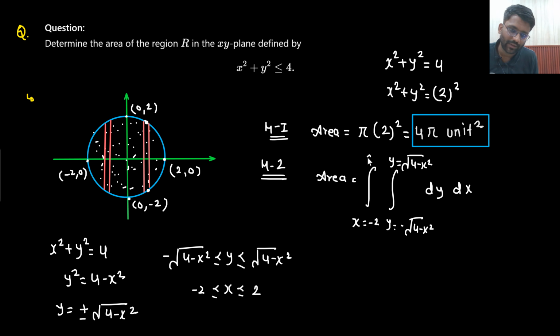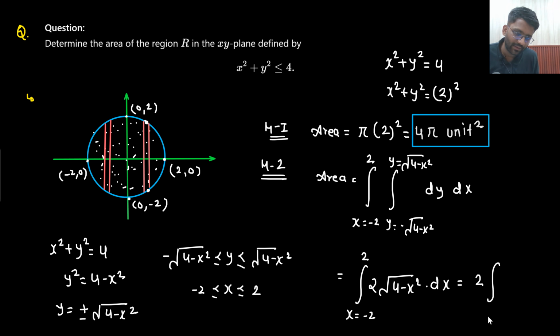X is going from minus 2 to 2. So if you solve it, x going from minus 2 to 2, dy would become under root 4 minus x square minus under root 4 minus x square. So this will become 2 into under root 4 minus x square dot dx. So what is the answer you are getting? X going from minus 2 to 2 under root 4 minus x square dot dx.